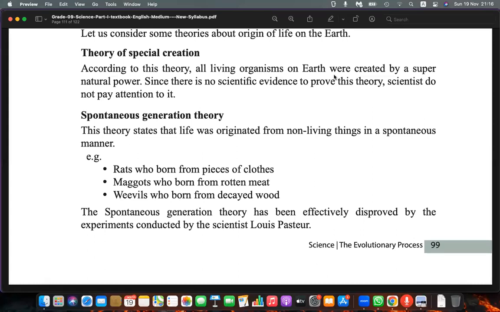Even though there is no scientific evidence, the people believed that also. Still, some people are believing, right? So the next is the spontaneous generation theory. In the spontaneous generation theory, it is believed that life was formed from non-living things.